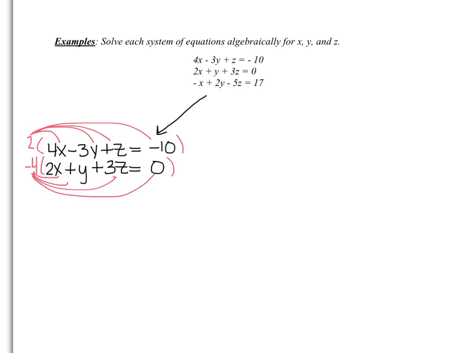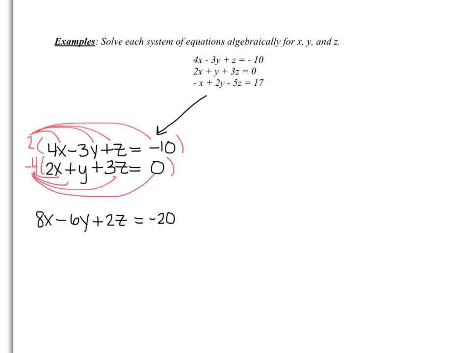So let's write the two new equations below. 2 times 4x should be 8x. 2 times negative 3y is negative 6y. 2 times z is just 2z. And then 2 times negative 10 is negative 20.